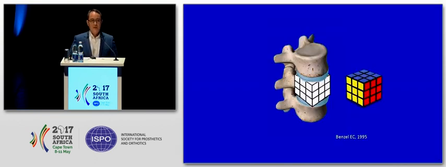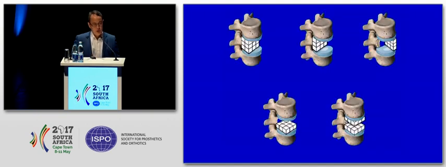Now, Benzel gave a very graphic description of how you should perceive the destruction of the spine. He divided the spine into 27 cubes, very much like a Rubik's Cube. And he described how, if each of these cubes are destroyed by infection, it can cause severe instability of the spine. And in the book, you'll find how the specific cubes of the spine can be affected to give that instability that will cause problems for our patients.